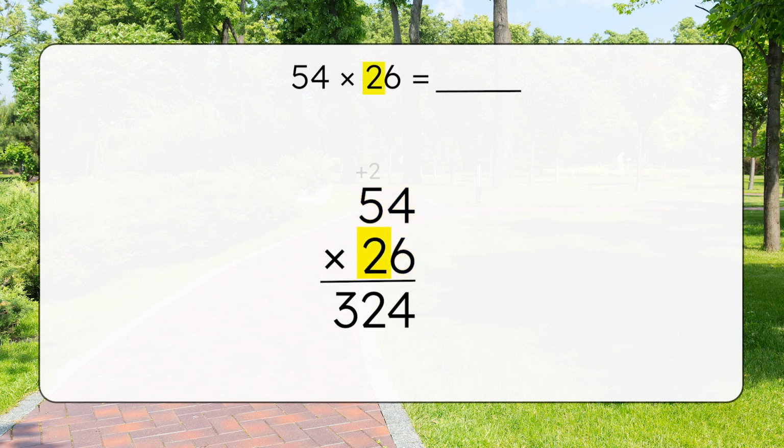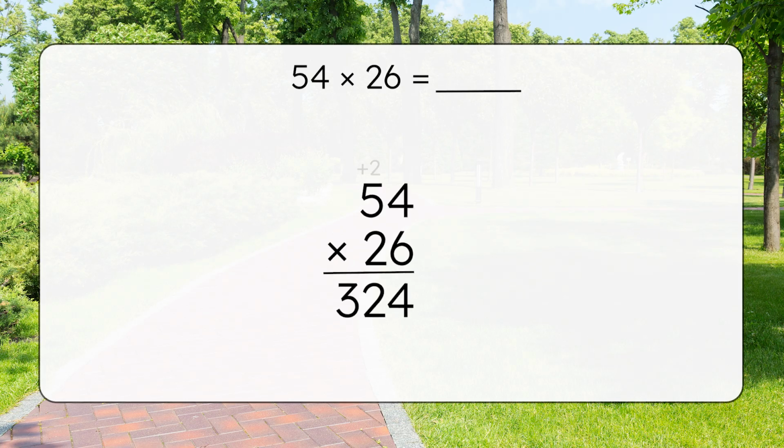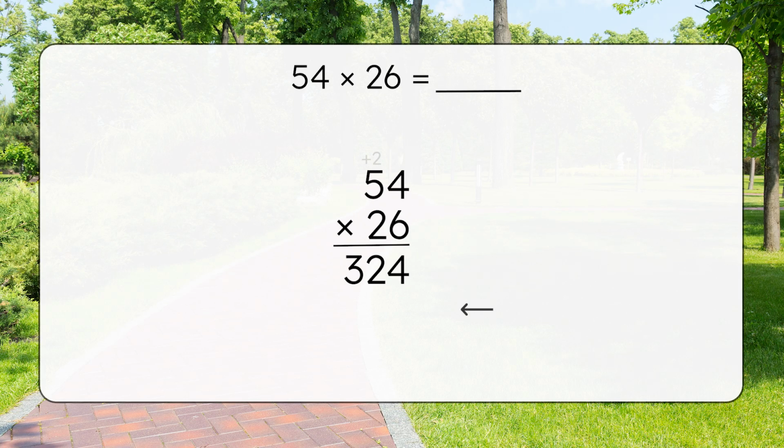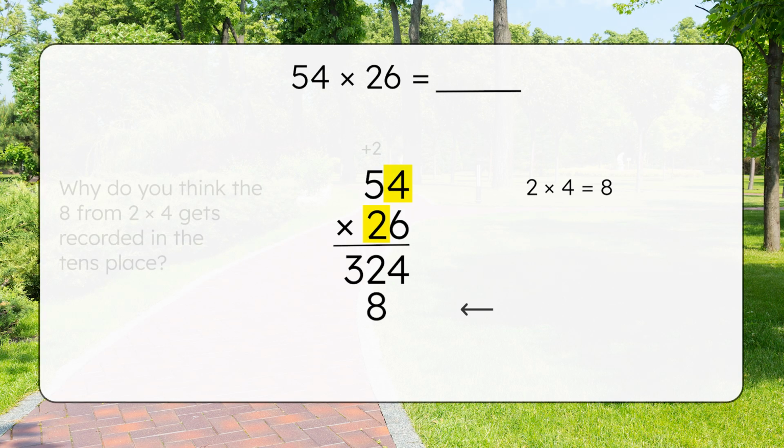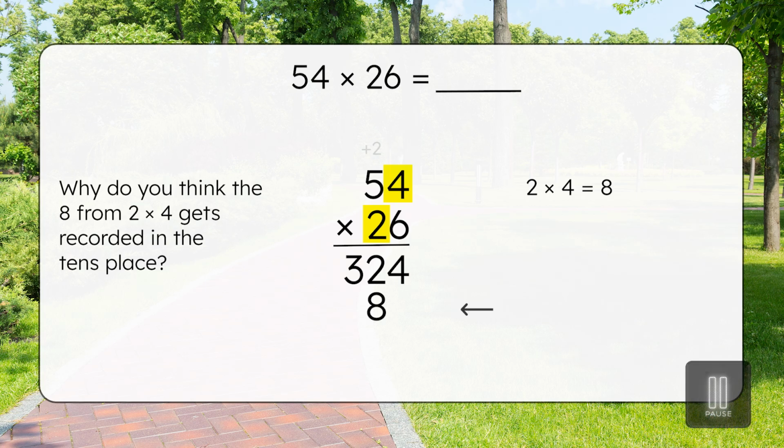The 20 from 26. When multiplying by a digit in the next place over, we start a new row for our work. It shows we're multiplying by a new place value since we already have our work for 6 times 54 here. We'll multiply the 2 in the tens place by the 4 in the ones, and then the 5 in the tens, just like we did with 6. 2 times 4 equals 8, which we record in the tens place. But why the tens place? Pause here to record your thinking in your guided notes.